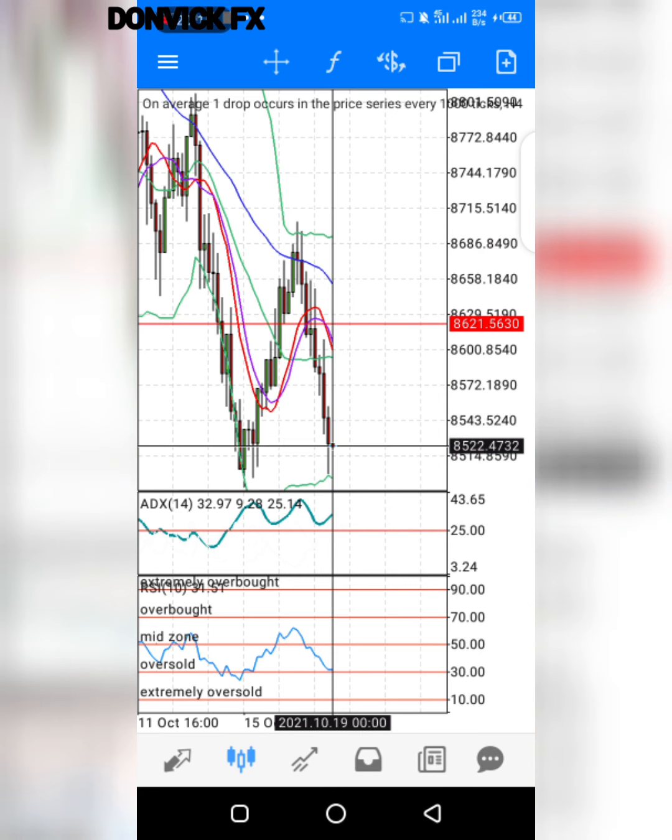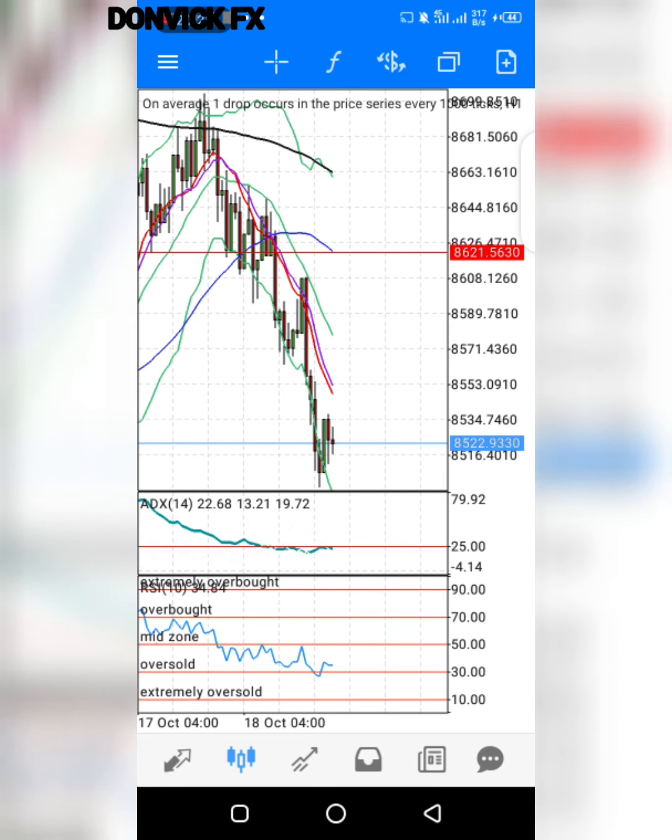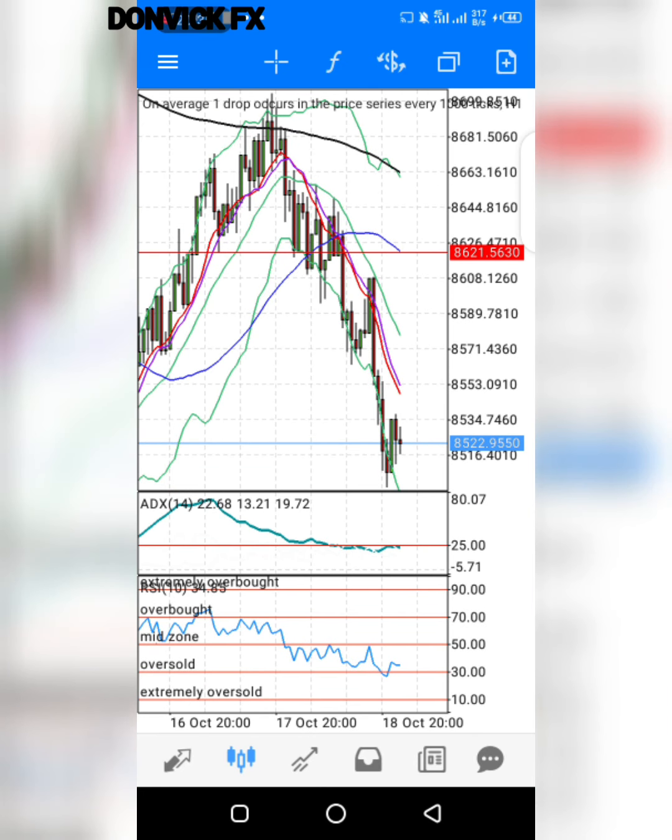4 candles of 1 hour is equivalent to 1 candle of 4 hours. So you can determine the trend using your H4 or H1 or even your D1. But most especially H4 and H1. That is the first thing.